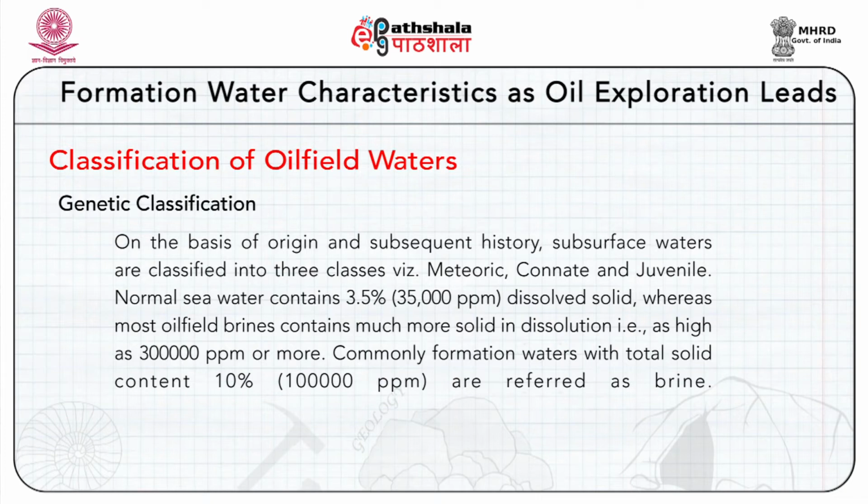Normal seawater contains 3.5%, that is 35,000 ppm dissolved solids, whereas most oil filled brines contain much more solids in solution, as high as 300,000 ppm or more. Commonly, formation waters with total solid content of 10%, that is 100,000 ppm, are referred to as brines.